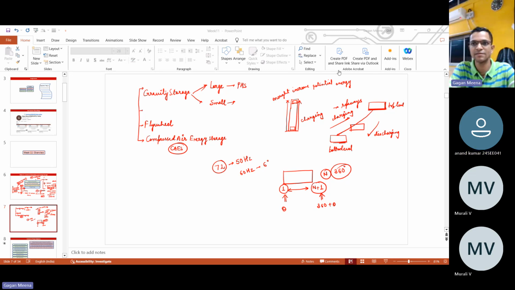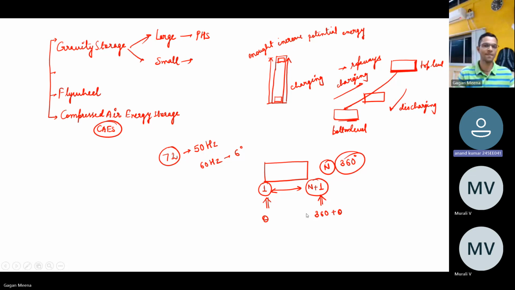Sir, I have one doubt. In governor frequency control, is it possible that one generating unit will operate in overload condition? Overload means above its rated. Is it possible that it will operate above the rated power? No, it cannot go beyond its rated installed capacity.